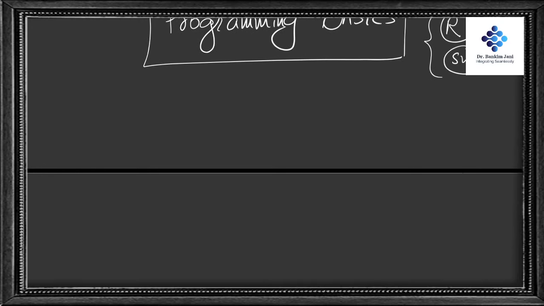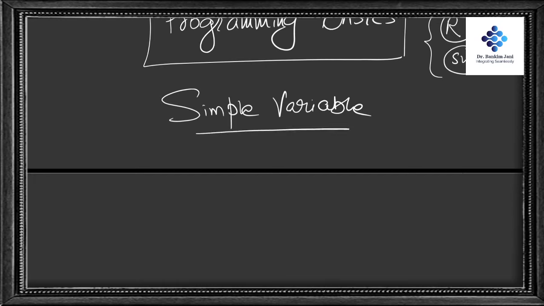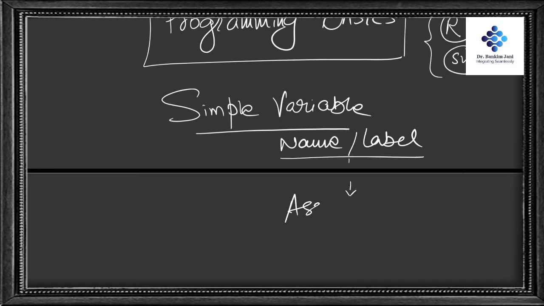we start with the simplest of the simplest things, and that is called the simple variable. A simple variable could be a name, or you can say a label, anything, and all that has been done is it is assigned a value. So let's see an example.